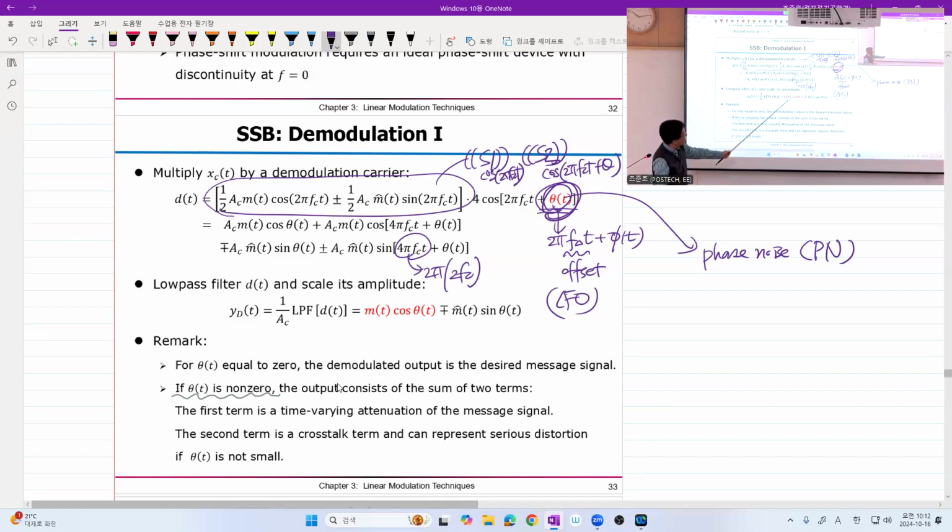Now you have m of t times cosine theta of t minus plus m hat of t sine theta of t. And in general, theta of t is slowly time varying if the carrier frequency offset is not large, or it may be very fast if your receiver has an incorrect demodulation carrier frequency. But anyway, this is the simple receiver output.